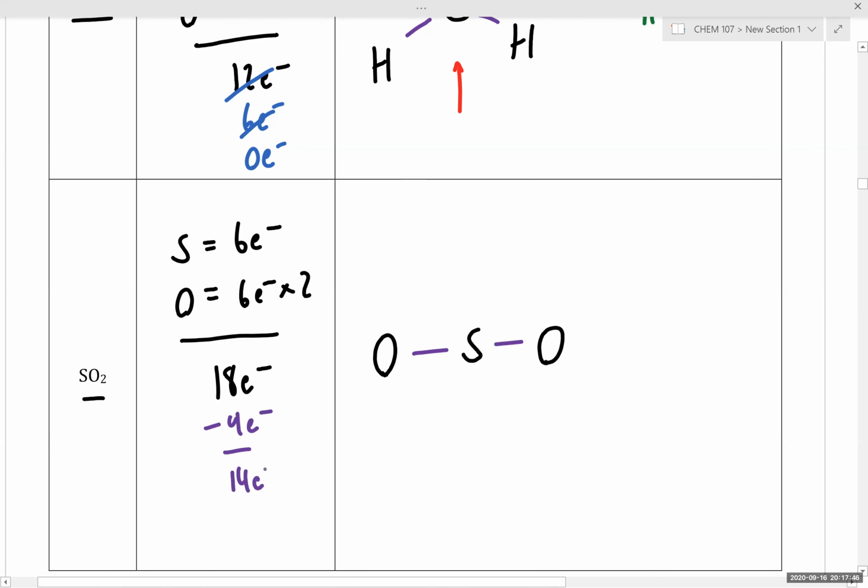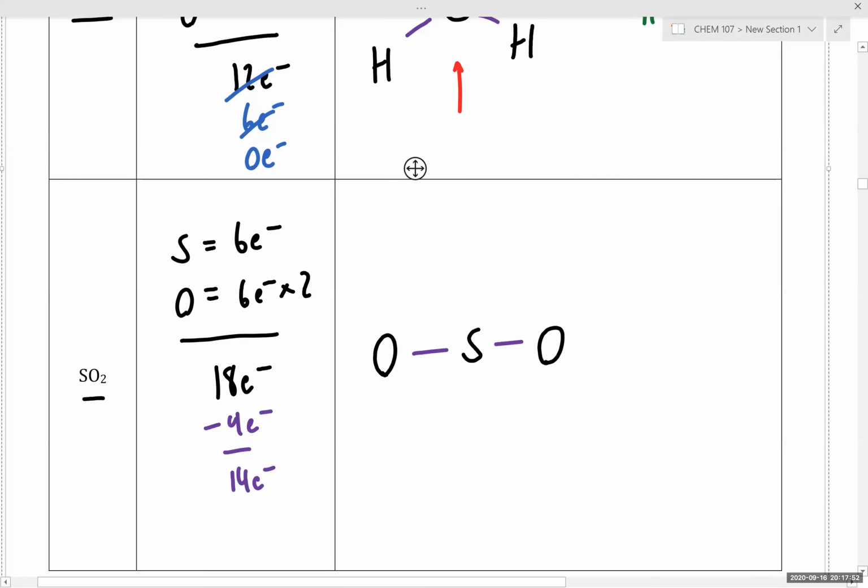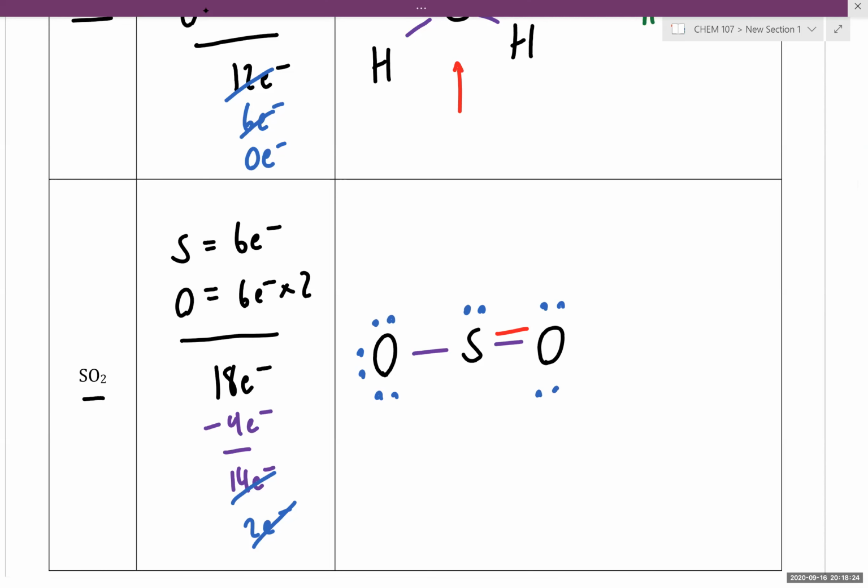So we have 14 electrons remaining. Now, where do we place our lone pairs first? What are our most electronegative atoms? Oxygen. Yep. So we place 6 electrons on each oxygen. We have 2 electrons remaining, and we place 2 electrons on sulfur. We're now out of electrons, so how do we complete the octet for sulfur? Convert the 1 lone pair to a double bond. Yep, exactly right. So that gives us the following structure.